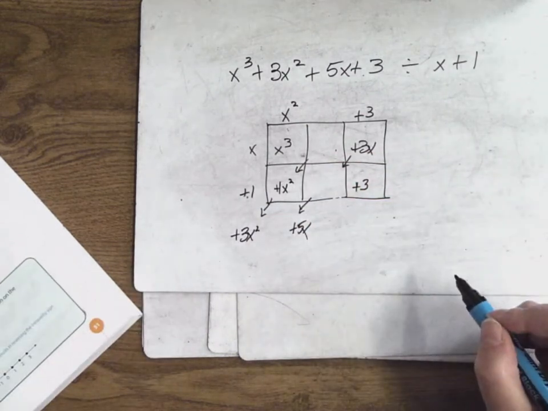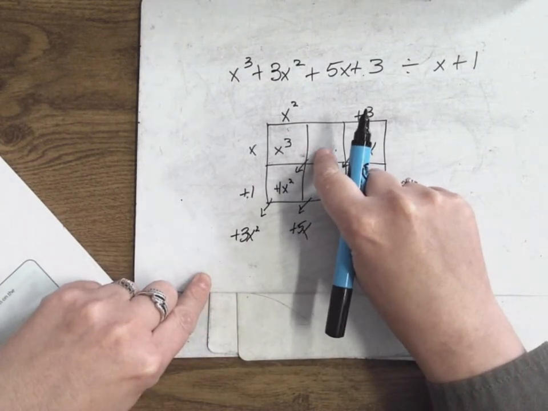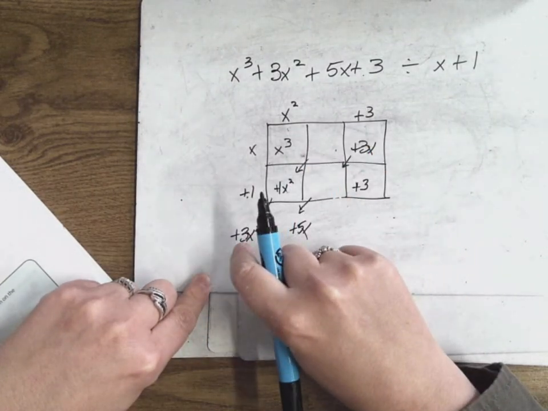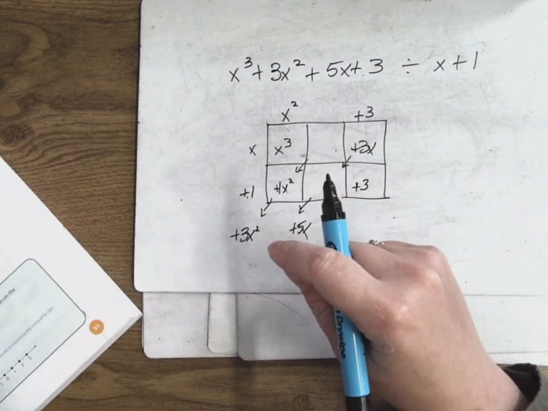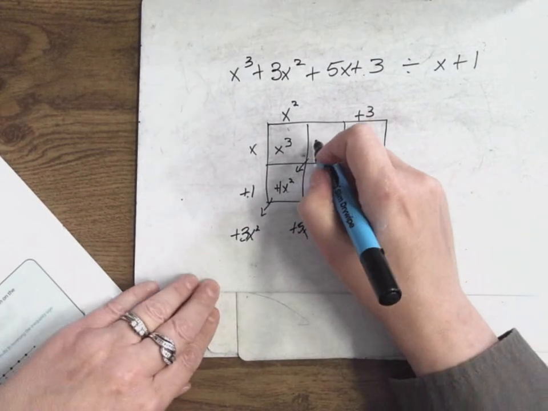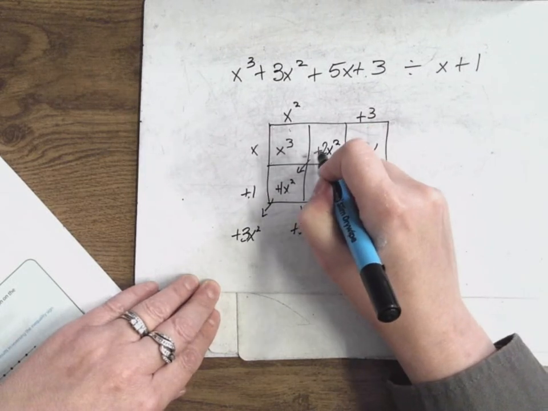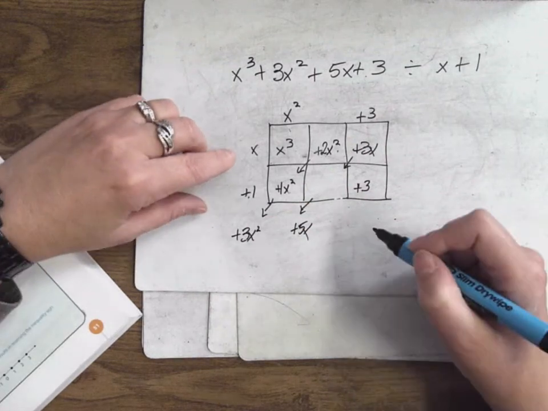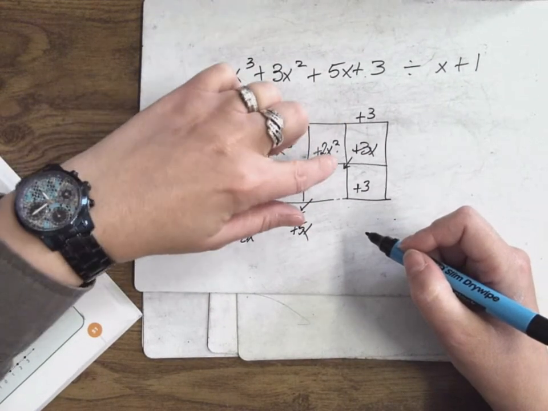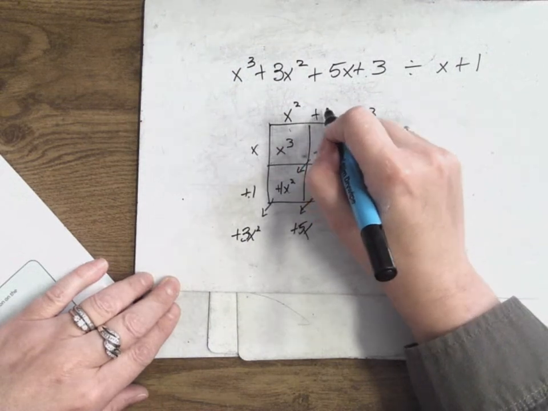Okay, so now this is where you have to think about it. So it's something plus 1 will give me 3. So what number plus 1 will give me 3x squared? Plus 2x squared, isn't it? So that's plus 2x squared, because 2x squared plus 1x squared will give me 3x squared. So now I'm back to dividing again. X multiplied by what will give me 2x squared? Plus 2x, isn't it? There's my answer.